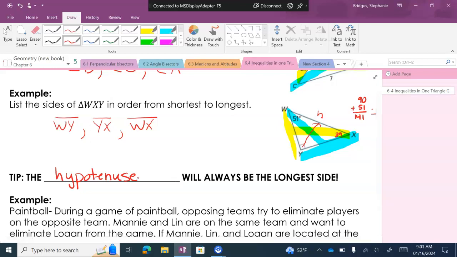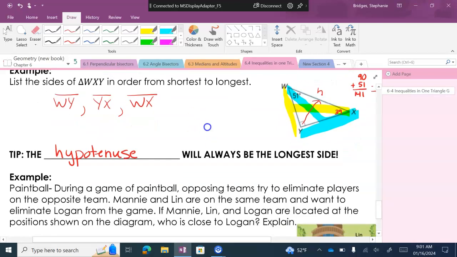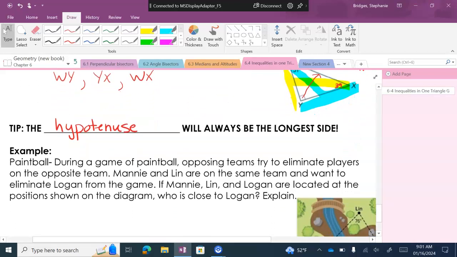I want you guys to try that last example. Look at your picture. Read the little paragraph that is given to you. During a game of paintball, opposing teams try to eliminate players on the opposite team. Manny and Lynn are on the same team and want to eliminate Logan from the game. If Manny, Lynn, and Logan are located in the positions shown in the diagram, who is closer to Logan?